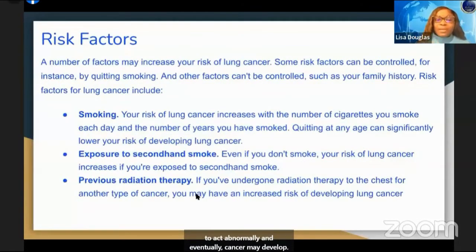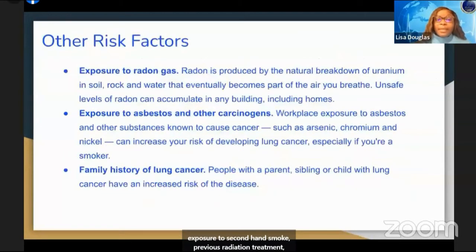What are some of the risk factors? A number of factors may increase your risk for lung cancer. Some risk factors can be controlled, for instance, by quitting smoking. Other factors can't be controlled, such as your family history. Risk factors for lung cancer include, again, smoking, exposure to secondhand smoke, previous radiation treatment, and exposure to what's called radon gas.